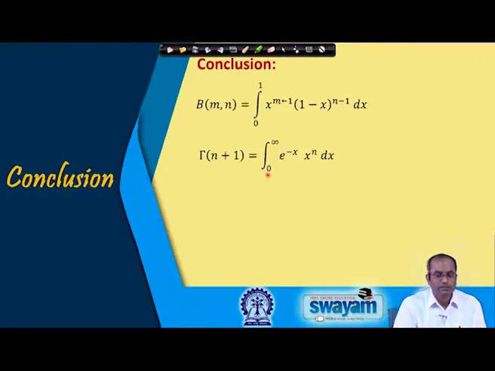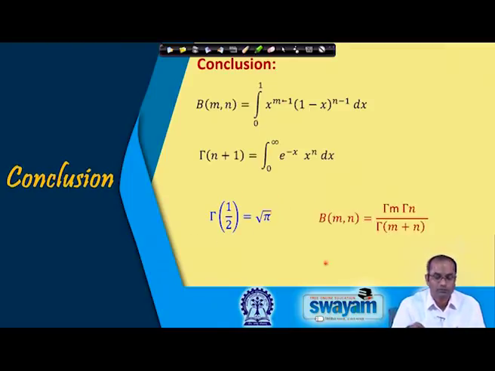So, the conclusion is that we have seen these two definitions of the beta function and how to evaluate these functions, and mainly the interesting thing was that we computed gamma half as square root pi, and also that this relation between the beta and the gamma function is very useful. So, beta m n is gamma m gamma n over gamma m plus n.